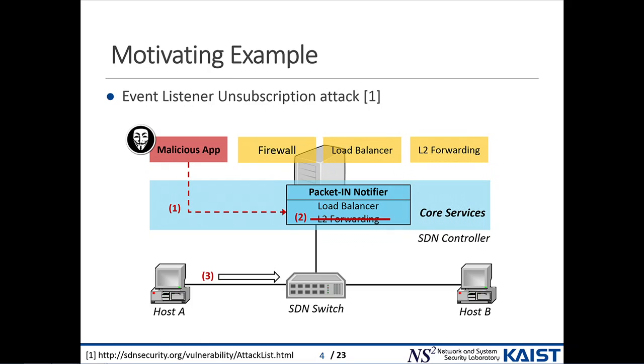Next, host A tries to communicate with host B, but since there is no matching flow rule, the switch does not know what to do with it. So it queries the controller by sending a packet message. Once the controller captures a packet message, the packet notifier passes the message to all the applications on the list. However, this list has been manipulated by the malicious one. The packet message is never delivered to the L2 forwarding application. Thus, host A cannot communicate with host B.